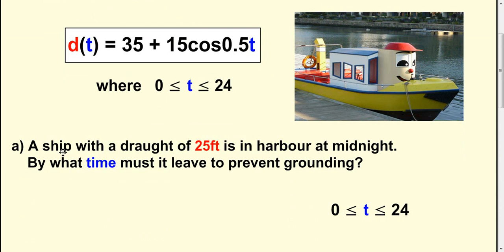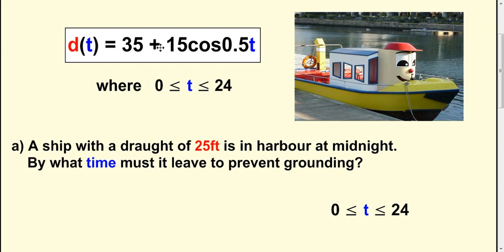So part A of the question, a ship with a draft of 25 feet is in harbour at midnight. By what time must it leave to prevent grounding? So the draft part of the ship is this bottom bit. So if the water goes below 25 feet, then the boat's going to be in trouble. So the first thing we have to think about is, what is this graph going to look like?